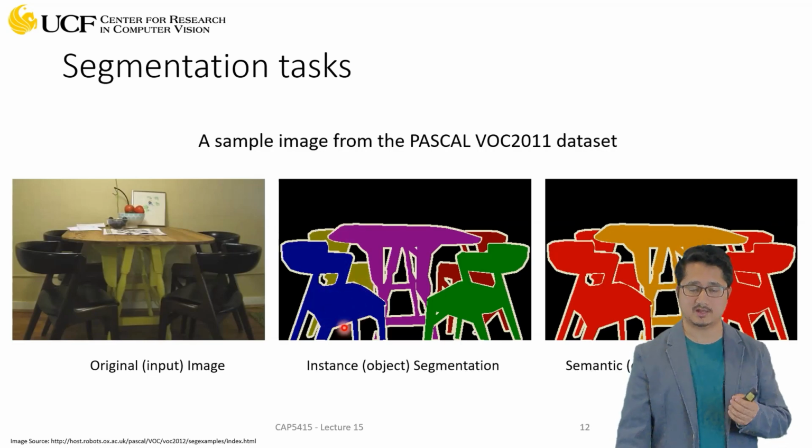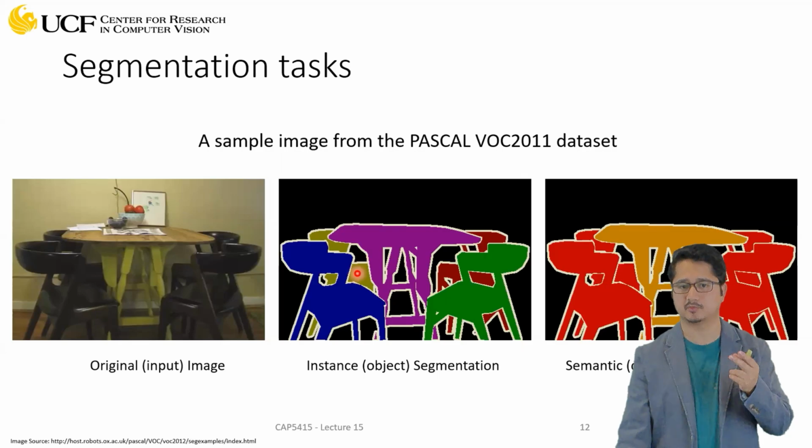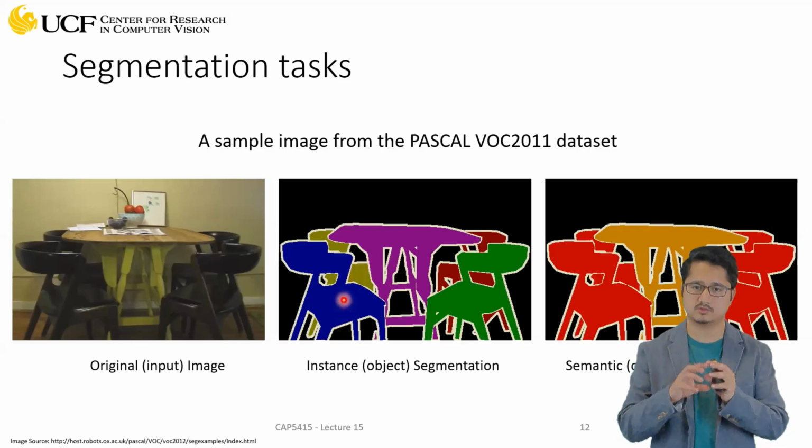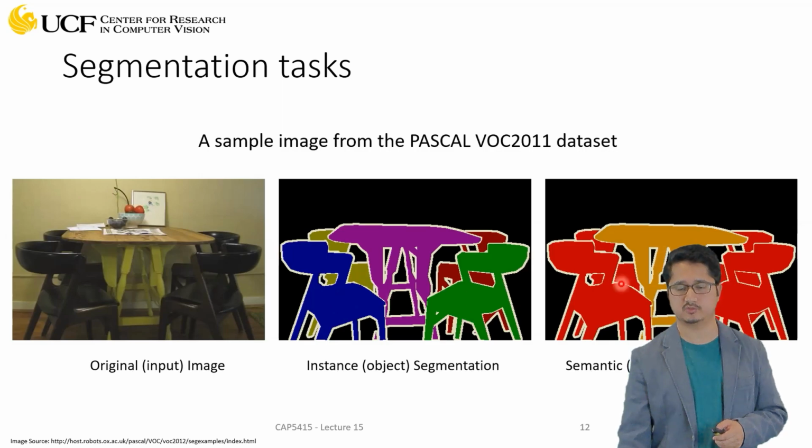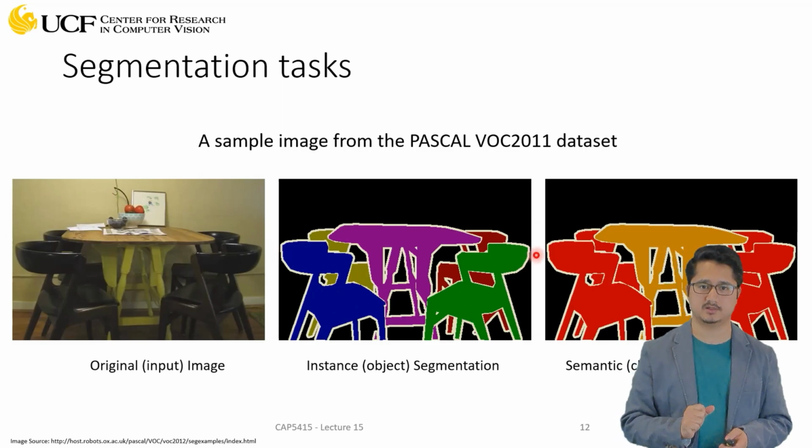Now, in this case, we have to know that, okay, this pixel belongs to the first chair, and this pixel is actually chair, but it belongs to the second chair. Okay, so you also need to separate different instances. So that's the distinction between these two problems, semantic segmentation and instance segmentation.